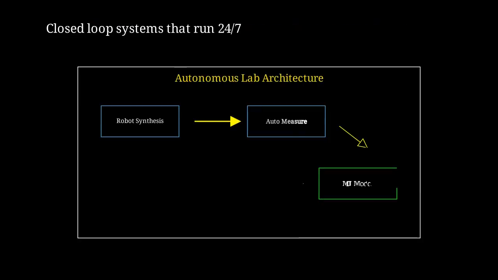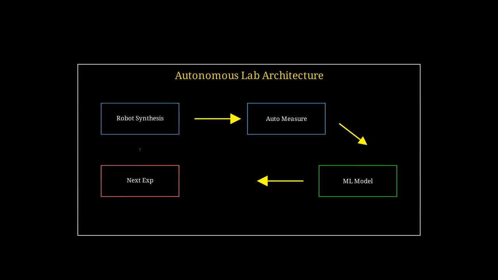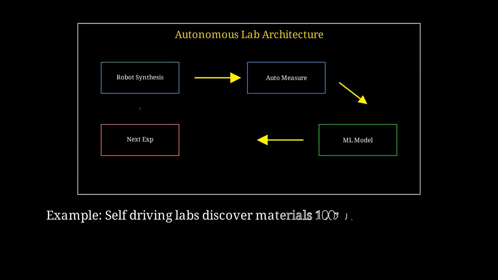This diagram shows the architecture of an autonomous lab. The robot synthesizes samples, automated instruments measure properties, data flows to the ML model which updates predictions, and an active learning algorithm selects the next experiments to maximize information gain. The cycle repeats continuously. Early prototypes of self-driving labs have demonstrated discovery speeds 100 times faster than human-guided research. The University of Toronto's self-driving lab for organic chemistry discovered new reactions in days that would have taken years.